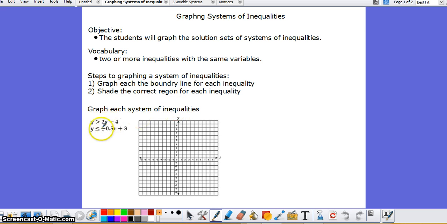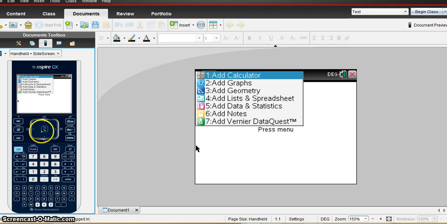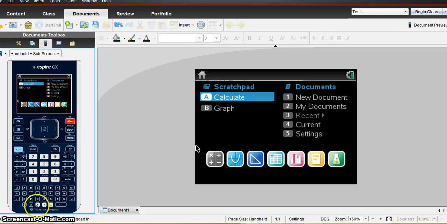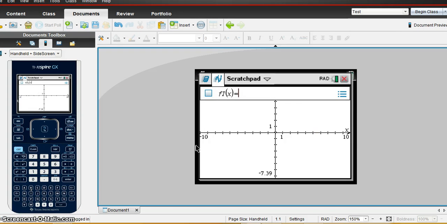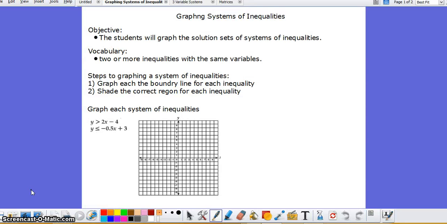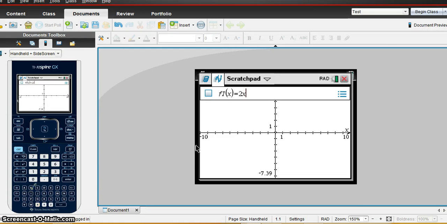The way we're going to do this, you can use your calculator or do it by hand, that's your choice. If you use the calculator, remember that you have to do the equation first and then do the inequality. So the first one is 2x minus 4. Then the second one is negative 0.5x plus 3. So there are our equations.